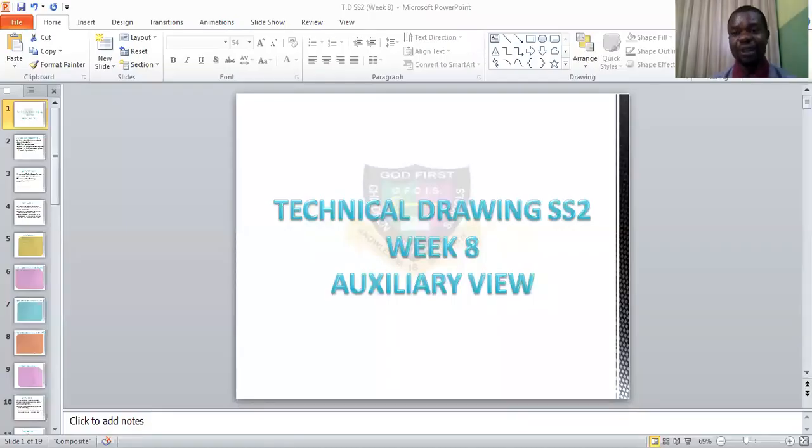Today we want to talk about auxiliary view. That is the drawing we will be looking at today, auxiliary view. We have talked about the perspective drawing, the 1 point, 2 point, 3 point. Remember, to get the perspective drawing complete, you must make use of your correct instrument, especially the set square.